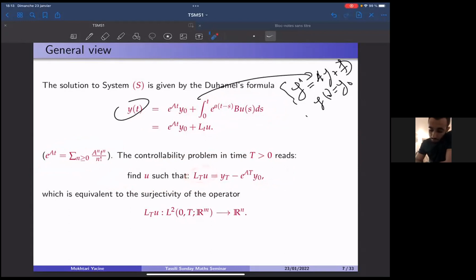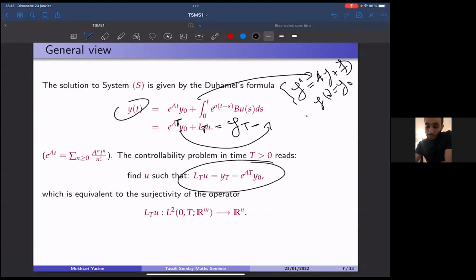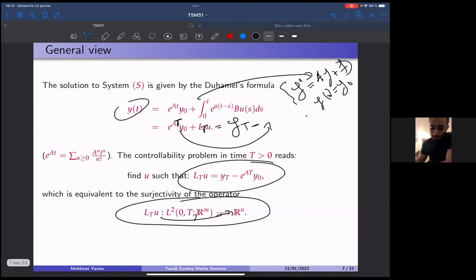This operator LT equals yt, the target state, minus this state. Why that? Because if we ask the question of controllability, then if we replace this t here, this must equal the target state, and I move this to the left or to the right, and we obtain this formula here. So this controllability question is equivalent to the surjectivity of the operator LT from L2(0,t) with values in R^m to R^n. If we can prove that this operator is onto, then we are done. So the whole controllability question is equivalent to the surjectivity of this LT operator.